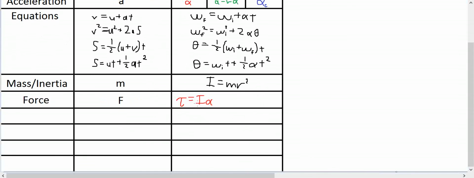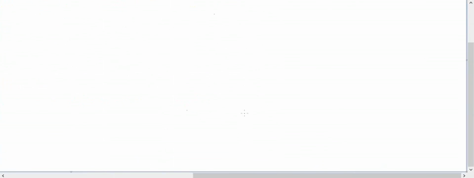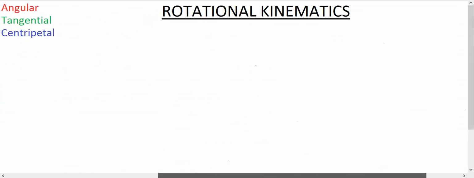So that's kind of why I made torque red. Okay. And there's also something else called momentum, and there's something called angular momentum.